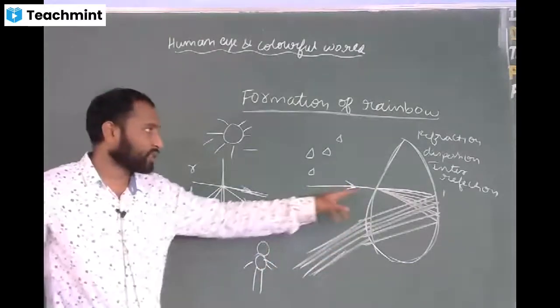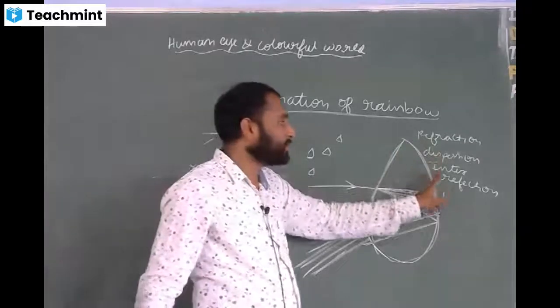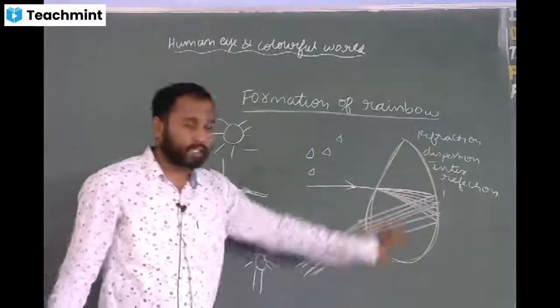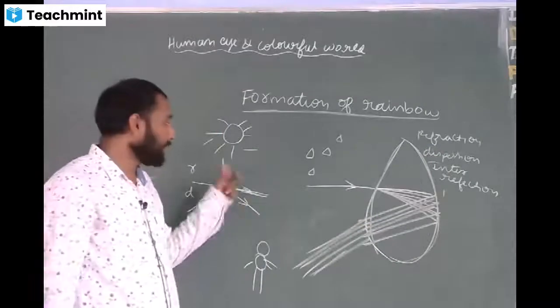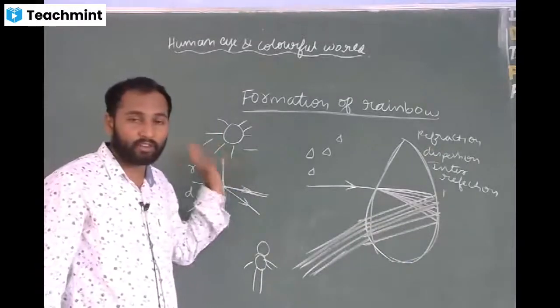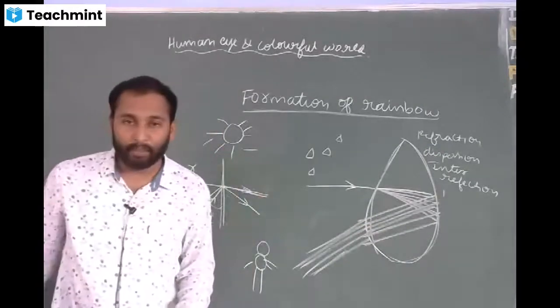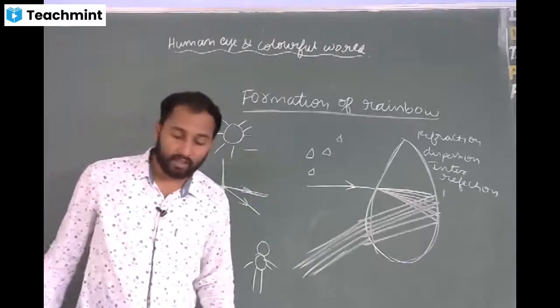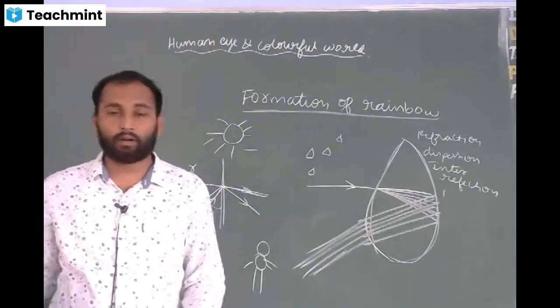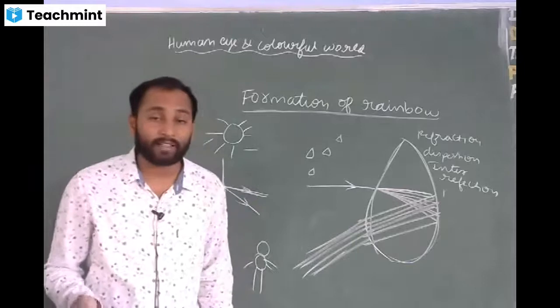So first refraction takes place, then dispersion, then internal reflection. That is how we see a rainbow. Remember, a rainbow is always formed opposite to the direction of the sun. You can see a rainbow in water fountains as well as wherever there is a waterfall during sunny days.